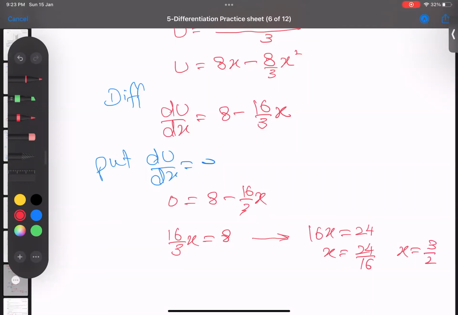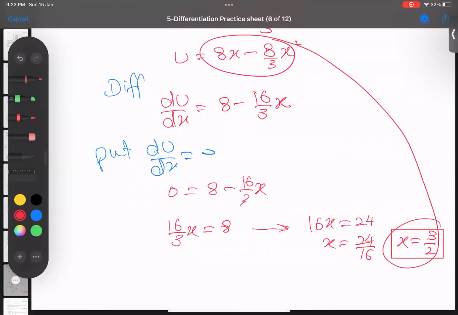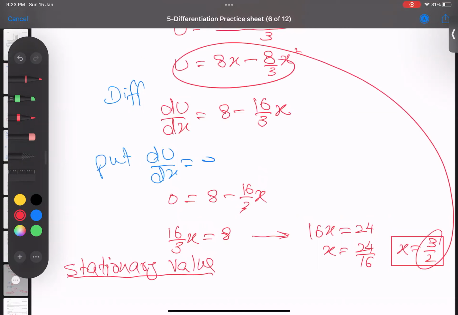So I got 3 by 2, but he did not ask for the x value. He said give me the value of u. So it means this value you will plug into this equation. This is called the stationary value. How to pronounce it? Stationary value. Have a look at how we can find it: we simply replace x with 3 by 2 in this equation.